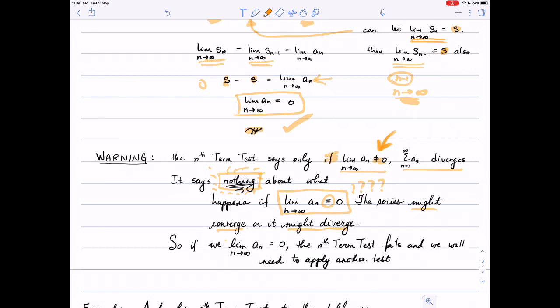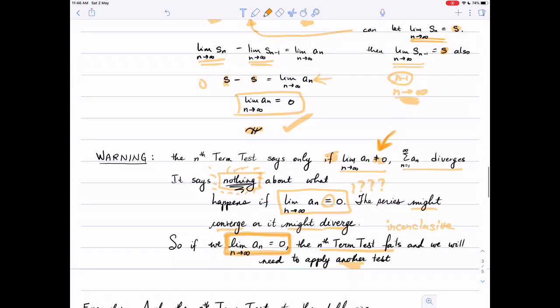So if the limit of the nth term gives 0, the nth term test fails, meaning it is inconclusive. And we will have to apply another test, which we have yet to learn, but we're going to have a litany of other tests that we can apply. So if you get this limit equals 0, right, that is an inconclusive result, and the nth term test has told you nothing.